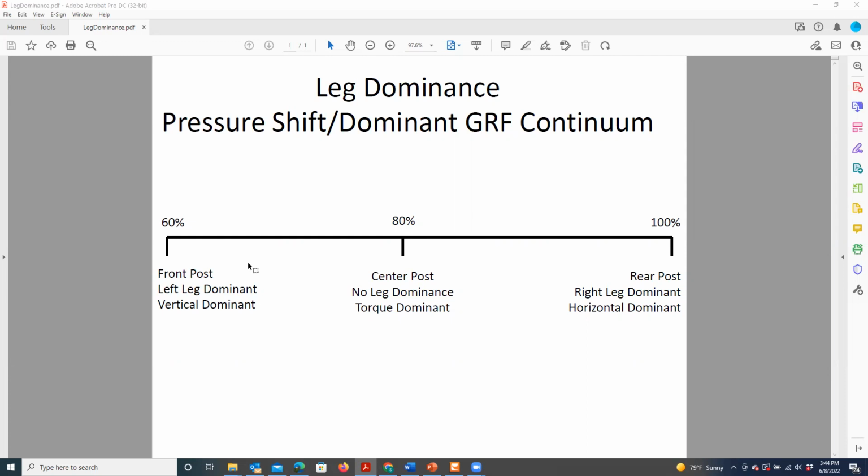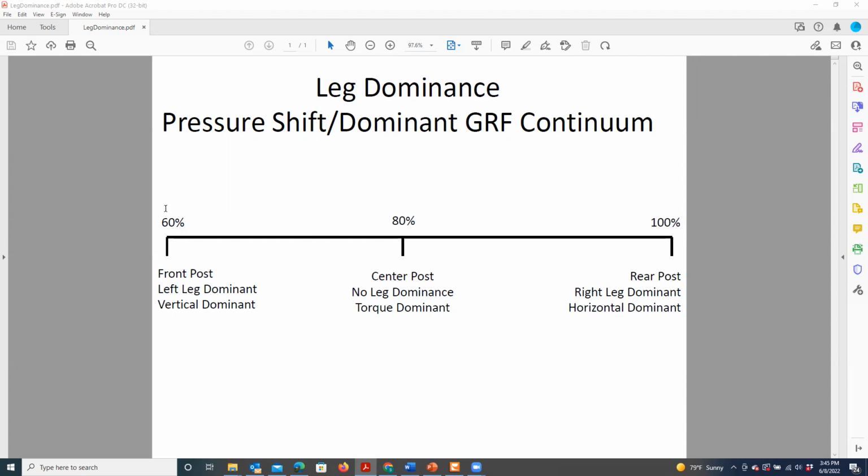So if we talk about the maximum pressure shift into the trail side, the continuum that we see is generally between about 60% to 100%. Most golfers fall within that range. Obviously, you can't have more than 100%, but we are starting to see some golfers falling below the 60% threshold, and some people are actually in the 50s in the amount of pressure shift into the trail side. And so obviously, the closer you get down to 60, the more you would be a front leg dominant golfer, or left leg dominant golfer for a right-handed golfer.